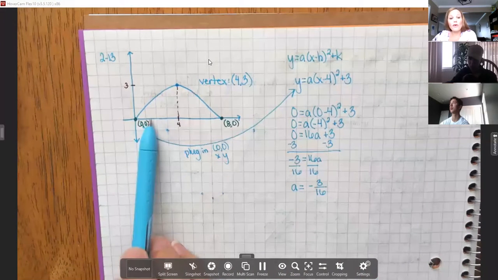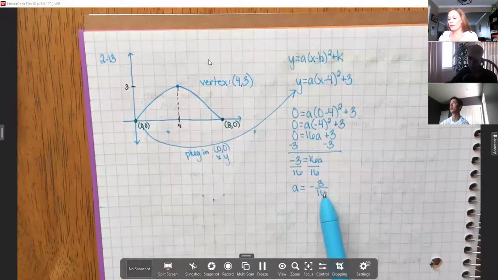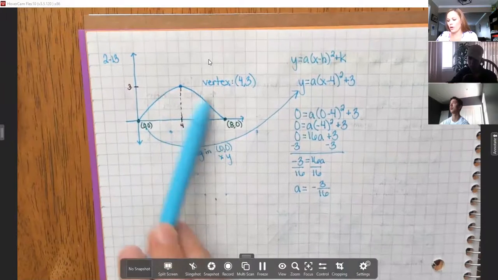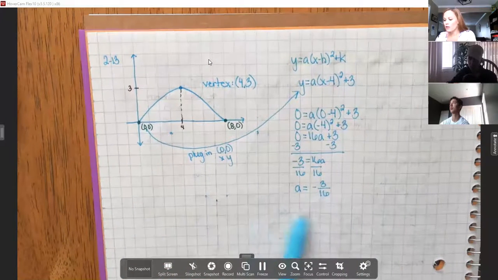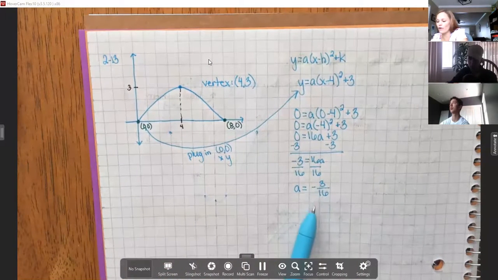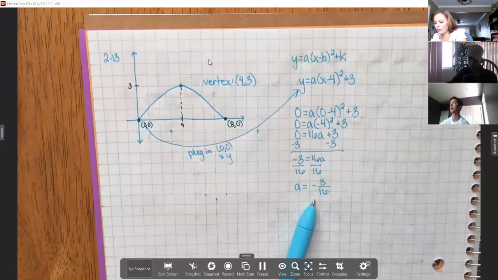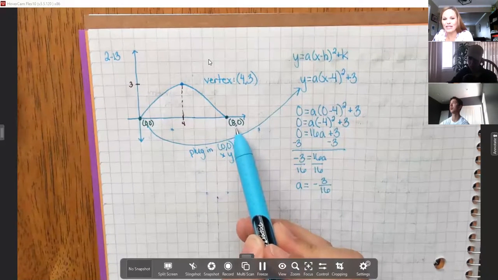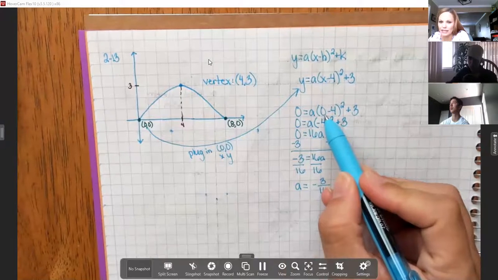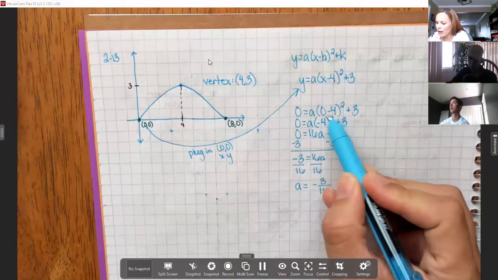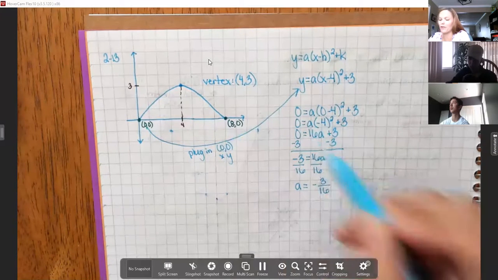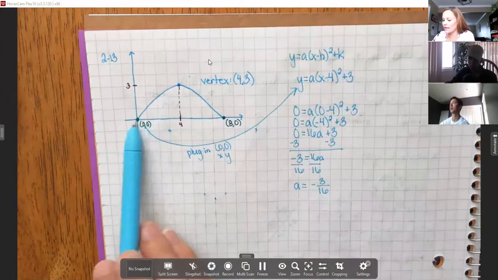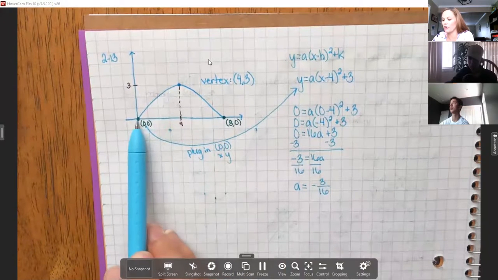Which, looking at the graph, you should have already known that a was negative because it's opening downwards. If we solved and got a positive, we would have known we made a mistake somewhere. Also, had we plugged in 8, 0, this would have been an 8 instead of a 0. An 8 minus 4 would still be 4, and when we square it, we'd get 16. So again, it doesn't matter which x-intercept you use.